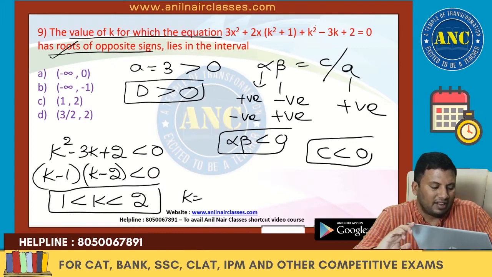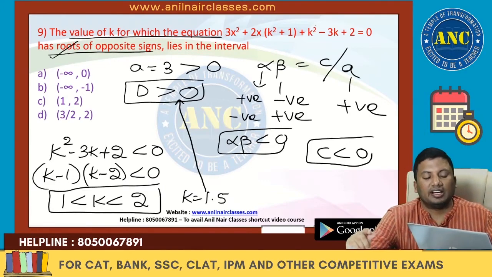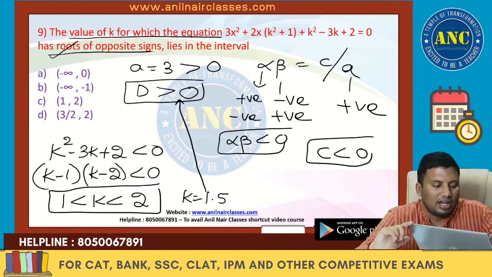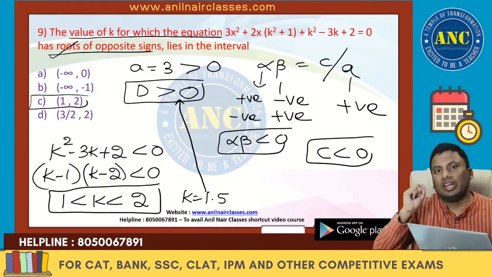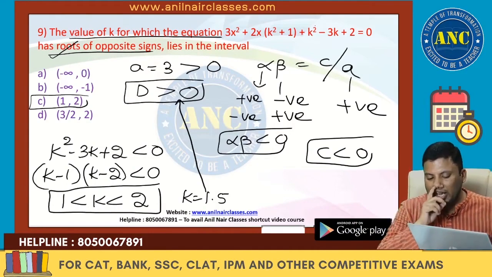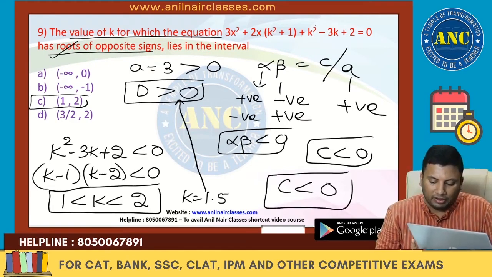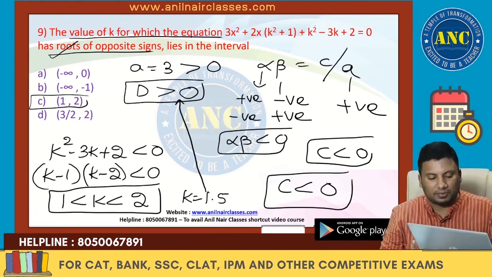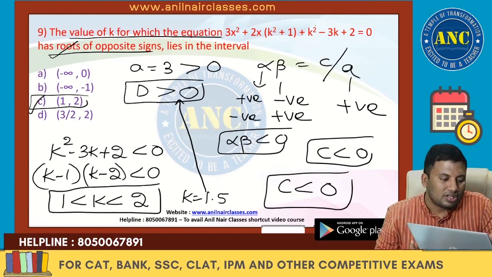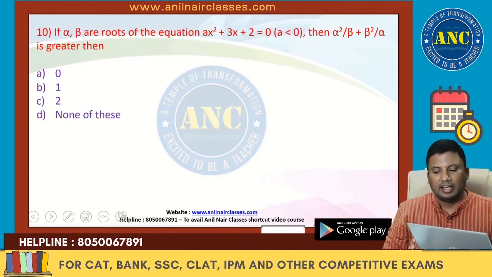Take some random values, for example k equal to 1.5, and check whether the discriminant is greater than 0. Right? If it is greater than 0, then the answer is 1 comma 2. If the roots are opposite in sign, what is the condition? C less than 0. Key point number 3, which I specified in the foundation concepts. So the answer for this question is 1 less than k less than 2. I hope the idea is clear. Next one.